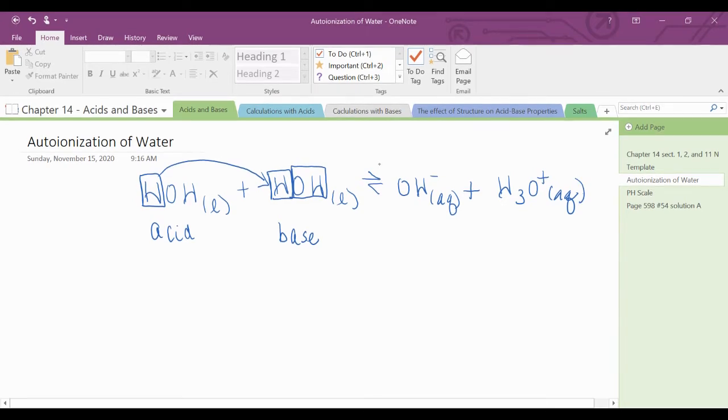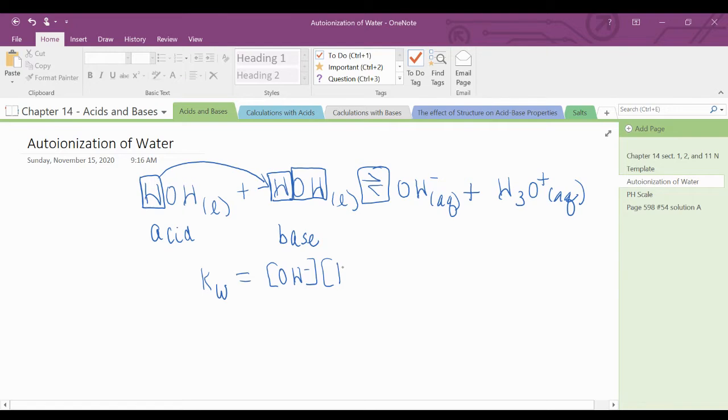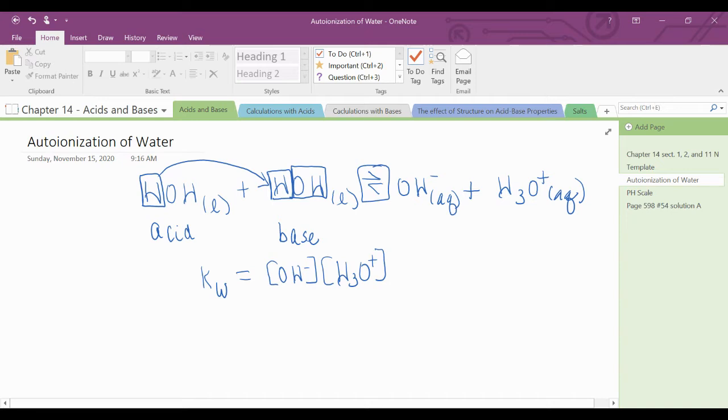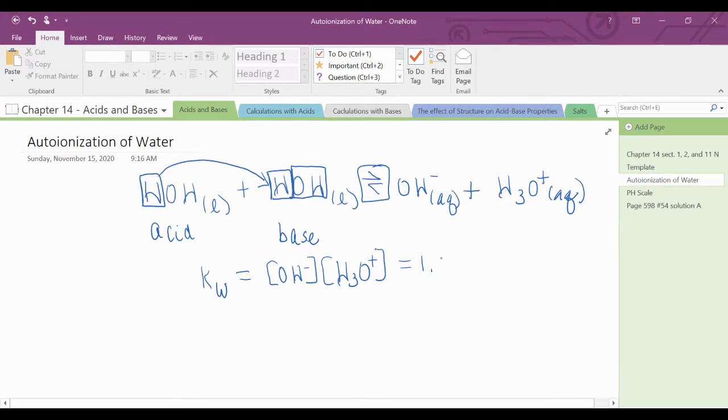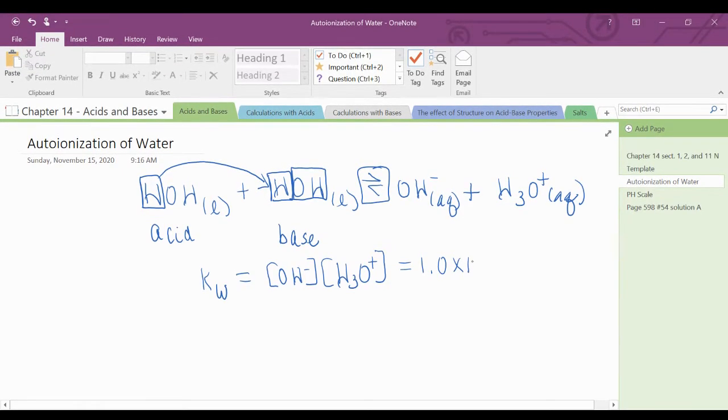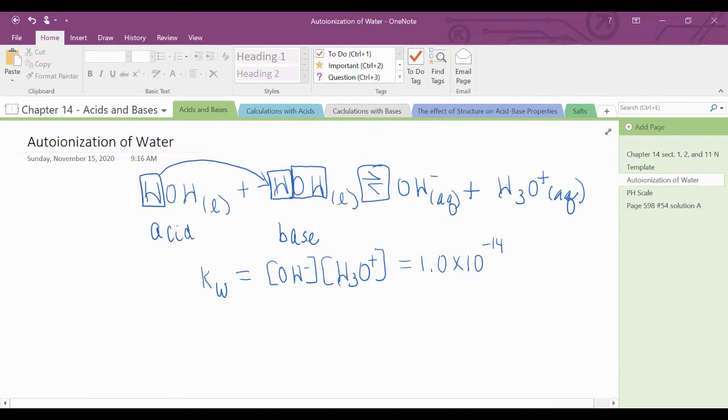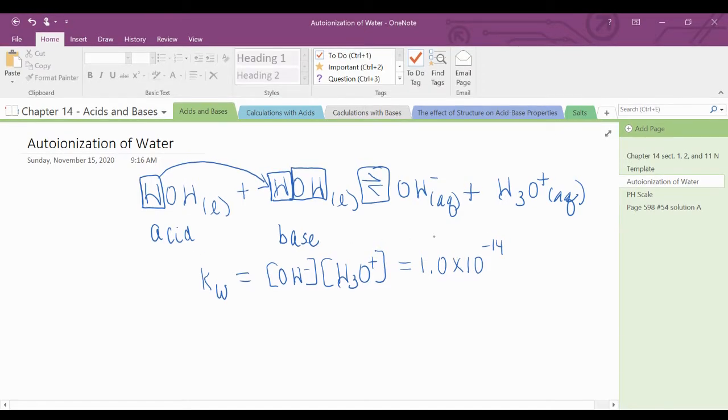And so for this equilibrium, we can write an equilibrium expression, but in this case we call it Kw. So this is the autoionization of water. And so we have products, which is my hydroxide ion times my hydronium ion. And my reactants are both pure liquids, so we should know they're not part of our expression. And Kw, just like all the other Ks, is a constant, so it has a value of 1 times 10 to the negative 14th.